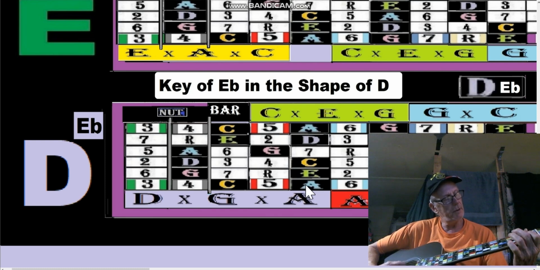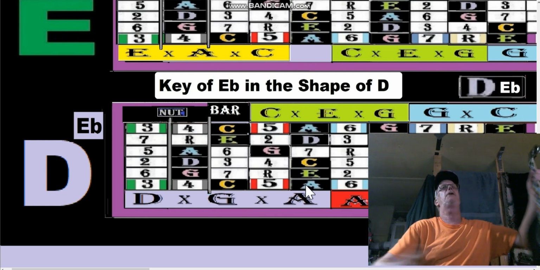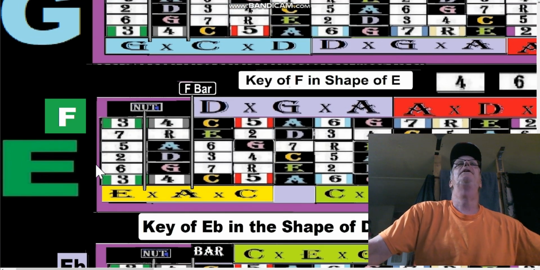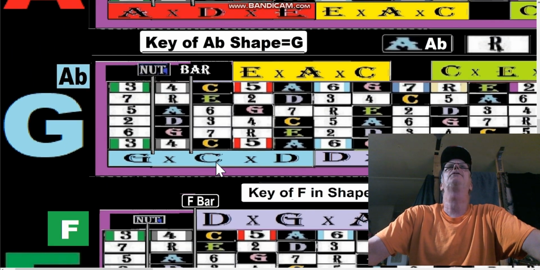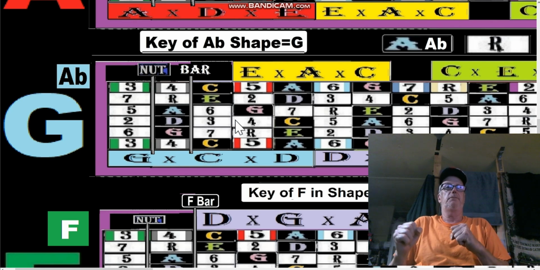I forgot where it was. Okay, so there it is. There's your D. We've gone up and down twice. Let's move on. We did our E-shaped F. I believe that's what we started on. Let's look at G.